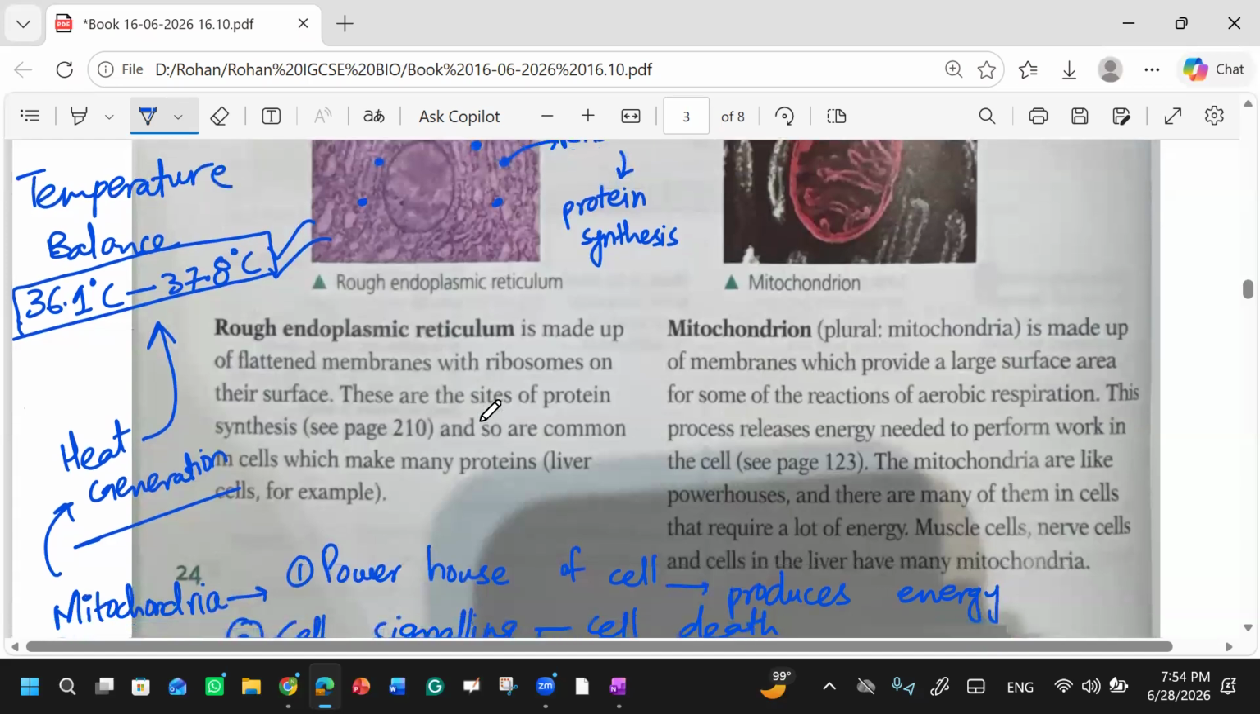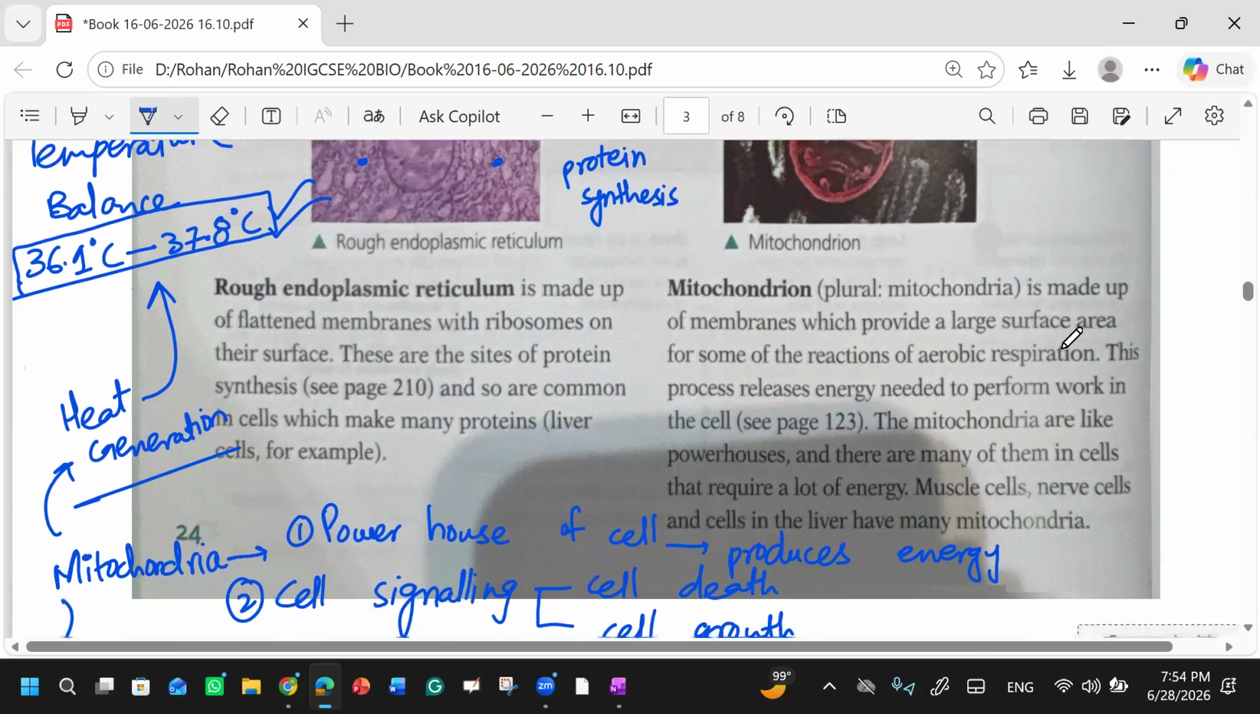What is the function of the mitochondria? We are not looking at the structure now; I will tell you the structure as well. Mitochondria is made up of membrane which provides a large surface area for some of the reactions of aerobic respiration. At this stage, you can remember that aerobic respiration means energy production. Simple. Aerobic respiration is how ATP is produced from glucose in the presence of oxygen.